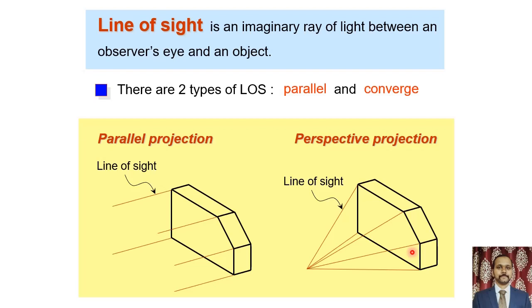So the basic difference is in how we are going to see this object. The object remains the same, the observer also remains the same, but the line of sight might change. When it is parallel, we can say it is the parallel projection, and when it is converged, we can say it is the perspective projection. We are going to see this with respect to examples, what is parallel projection and what is perspective projection.